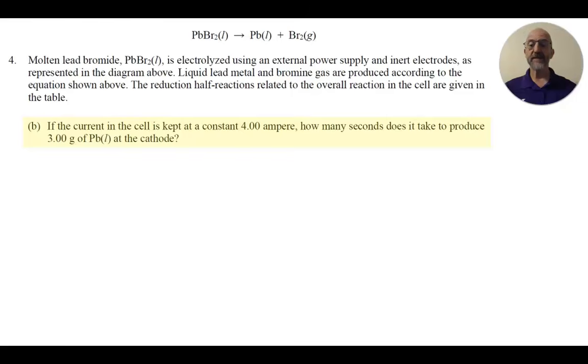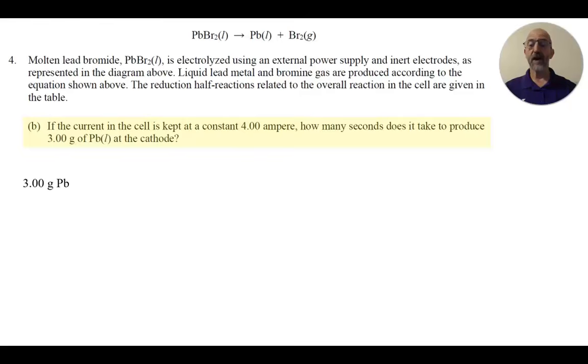Now, the number that I see besides 4.00 amps is 3.00 grams. I'm going to begin with 3.00 grams of lead. If you're wondering, what about the 4 amps? I will use that as a conversion factor a little bit later, since I have to calculate the amount of seconds, or time in seconds.